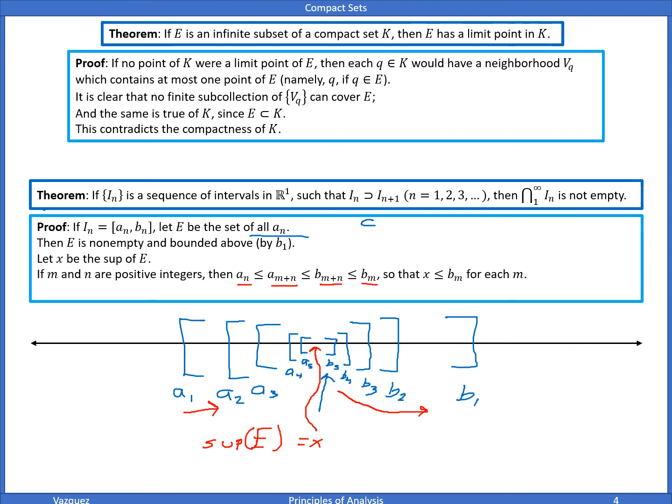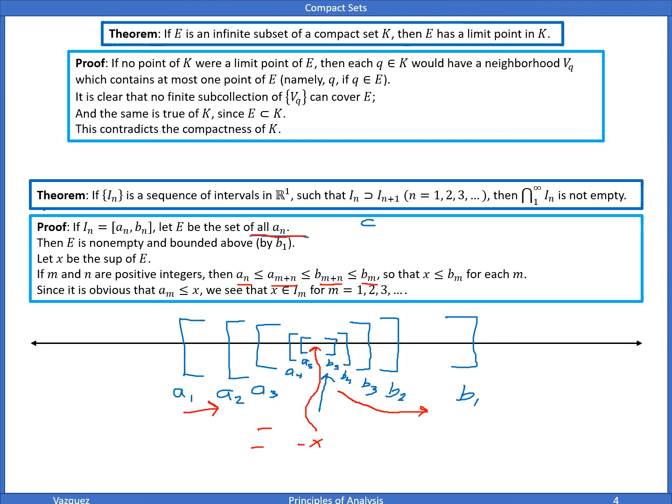So x is definitely less than b sub m, right? Because x is the supremum of all a sub n. Well, since a sub m is less than or equal to x, we see that x is in the interval I sub m. And this is true for all m, 1 to infinity. Therefore, this intersection is not empty. The intersection of all these sets is not empty. Sorry about the confusion there at the beginning.